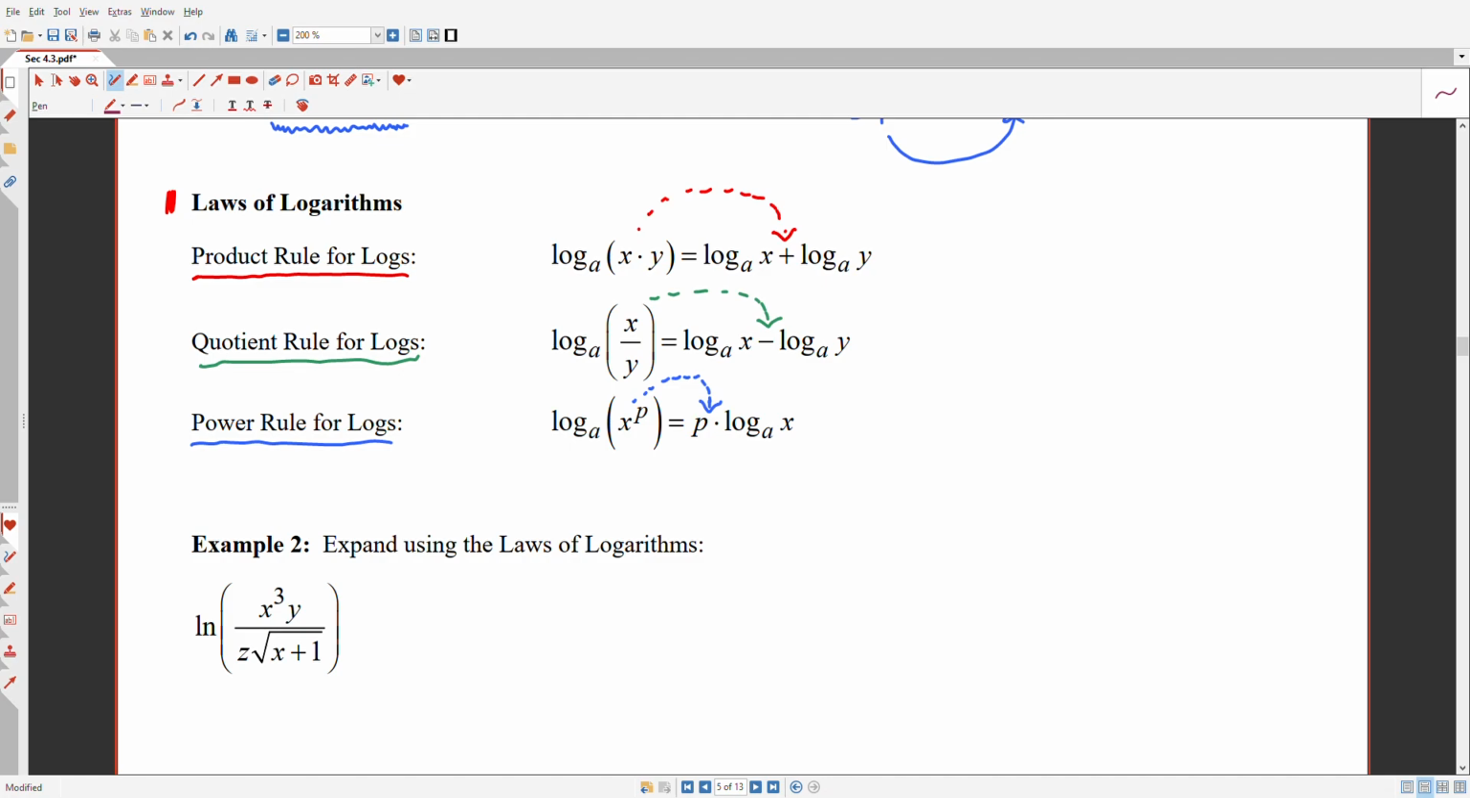If you're curious, you might be wondering, why are these true? I'll quickly summarize the answer here. The answer as to why these laws are true: these are the undone laws for exponents.